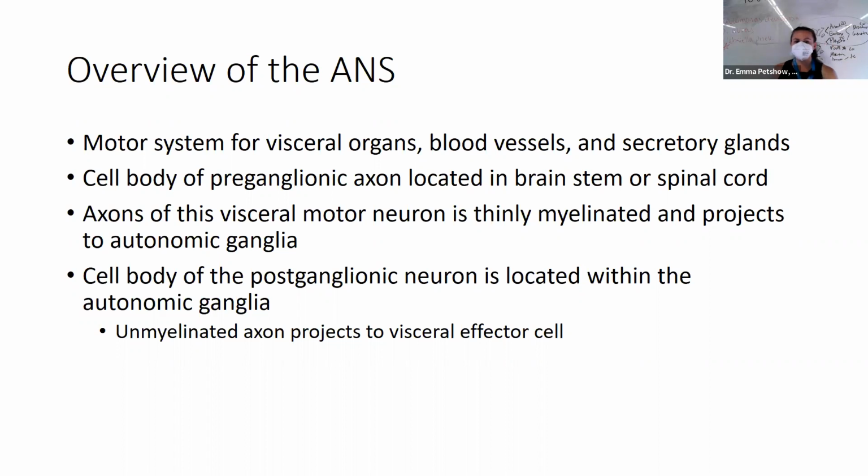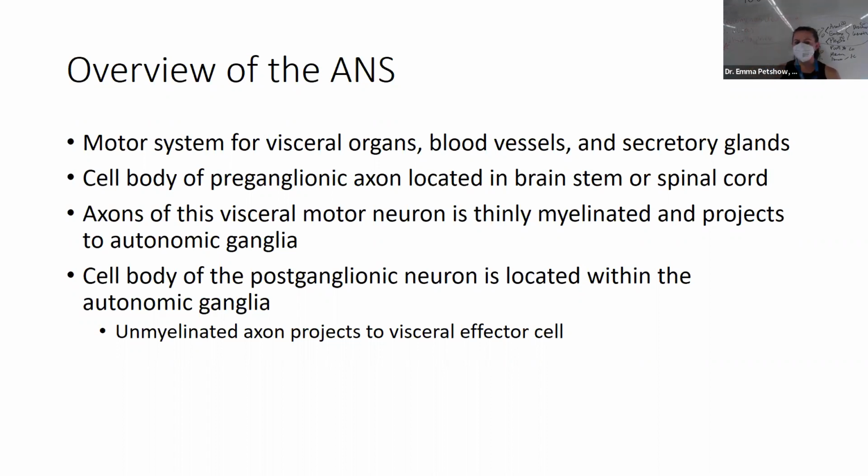So, overview of our autonomic nervous system. This is our motor system for our visceral organs, our blood vessels, and our secretory glands. We're going to be dealing with cell bodies of pre-ganglionic axons located in the brainstem or spinal cord. So if we're located in brainstem or spinal cord, that's coming from our central nervous system to our peripheral nervous system, right? Autonomic nervous system is in our peripheral nervous system. That's again what I want you to remember. ANS, peripheral.